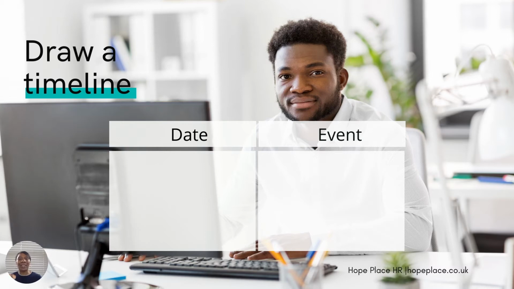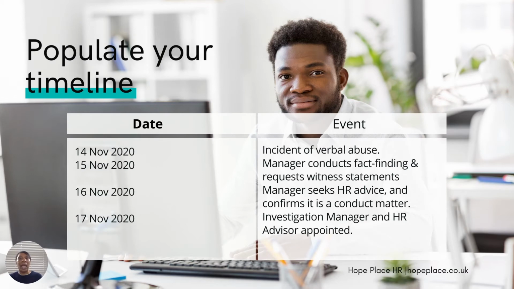So the mission was to detail each event, no matter how seemingly insignificant, onto this timeline. So map all of the events onto the timeline. Now, I can't remember specifically what I wrote on my timeline. However, examples of what you would expect to see on a timeline would be date of the incident, date the investigating manager was appointed, date the HR advisor was appointed, date you received witness statements, even date of suspension if that's relevant. Now, I've put an example on the screen so you can see.